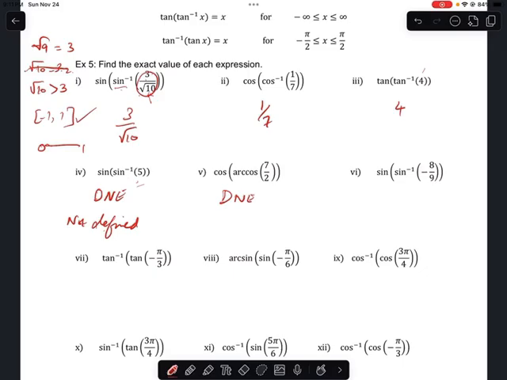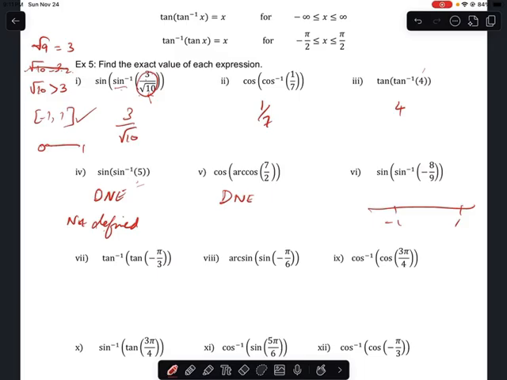Okay, 1 over 7 we know is less than 1. So yes, the answer will be 1 over 7 by that property of inverse functions. Then we have tangent inverse of 4. Now the domain of the tangent inverse is negative infinity to infinity. So any number here will give us back that number.